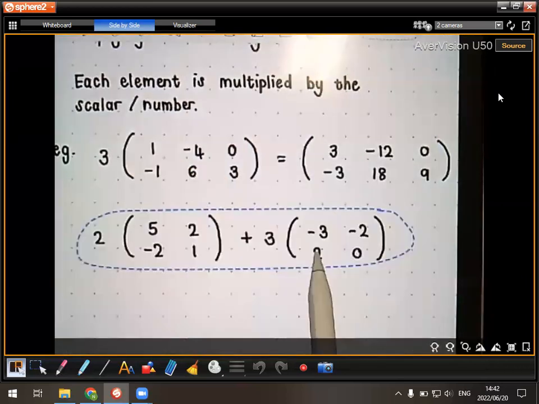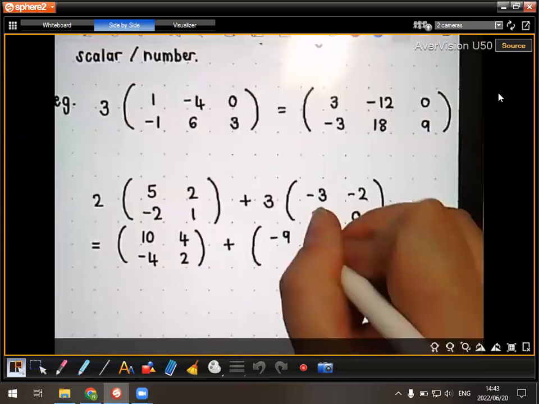Okay, easy as that. We're just going to do one that is slightly more complicated, where we are putting together addition and subtraction and this multiplication by a scalar. So if you have something like a 2 and then your matrix 5, -2, 2 and 1, and you are then adding 3 times the second matrix.